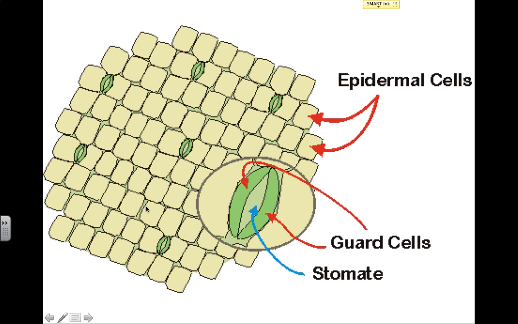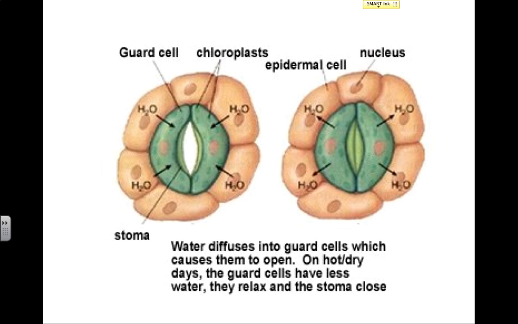So this just shows the guard cells and the stoma. Those are embedded in the bottom epidermal layer of the leaf, so you can see that. And then this kind of shows how they open and close.